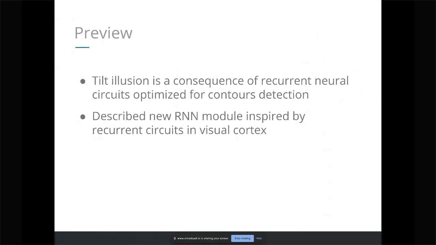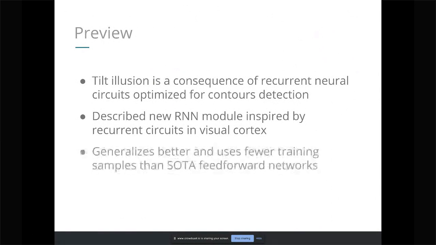In the process, I'll describe the work we've done in building a machine learning module, a recurrent neural network module that is grounded in the anatomy and the physiology of the visual cortex. We will use that to ask questions about the role of these recurrent circuits. And I'll show you that one of the major benefits of such a recurrent neural network module is that on visual tasks and on image segmentation tasks in particular, we're able to get a model that generalizes much better using much fewer training examples compared to state-of-the-art feed-forward neural networks.